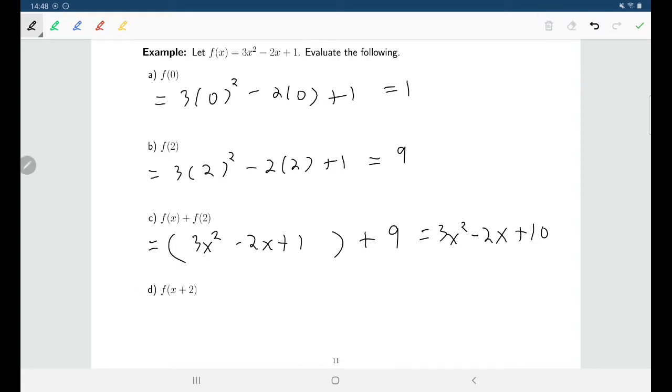So when I find f of x plus 2, what I'm going to do is take my original function, which was 3 times the input squared minus 2 times the input plus 1. My original function, that's what it was, 3 times input squared minus 2 times whatever the input is plus 1. And here we want our input to be x plus 2.